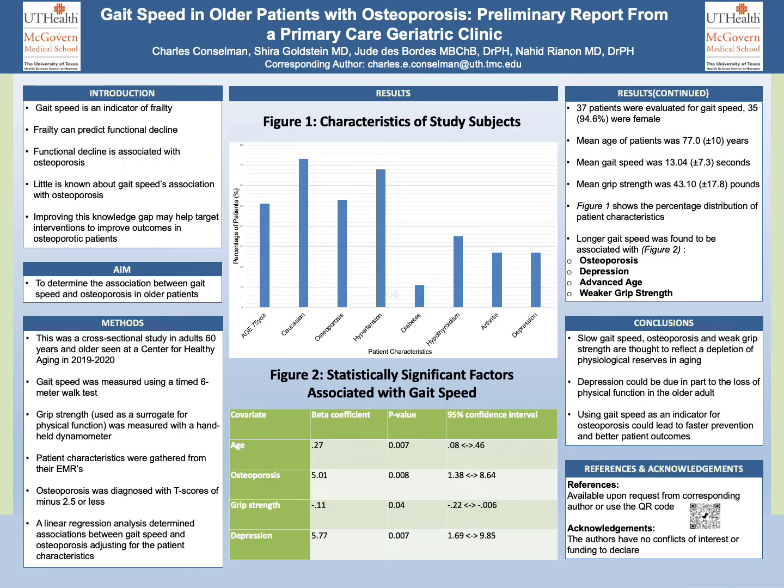Osteoporosis was diagnosed in patients with T-scores of -2.5 or less. The associations between gait speed and osteoporosis, adjusting for the patient characteristics, were determined using a linear regression analysis.